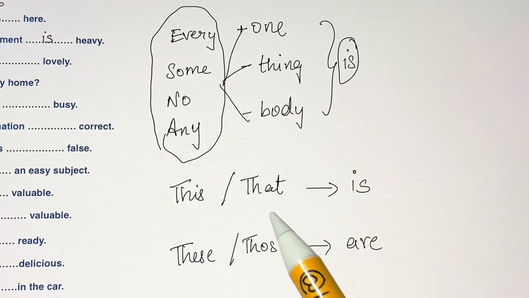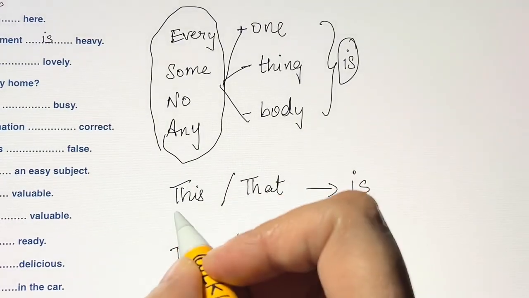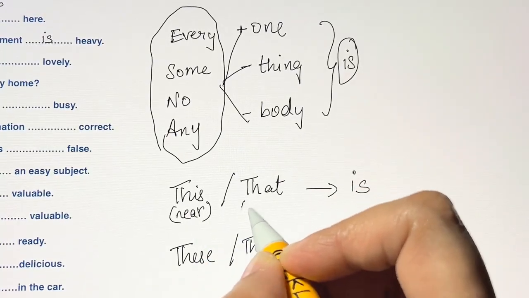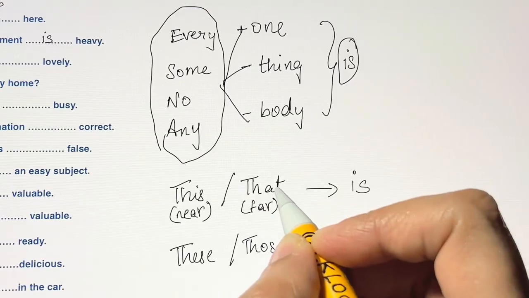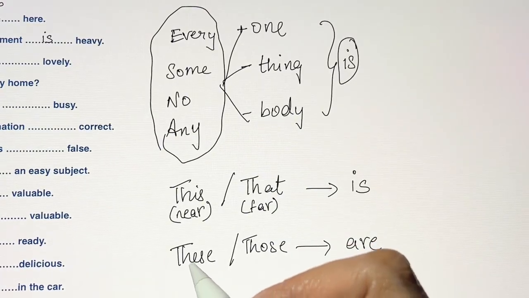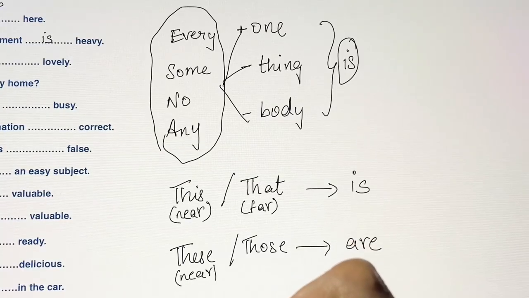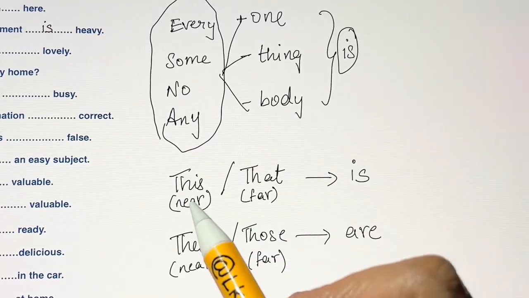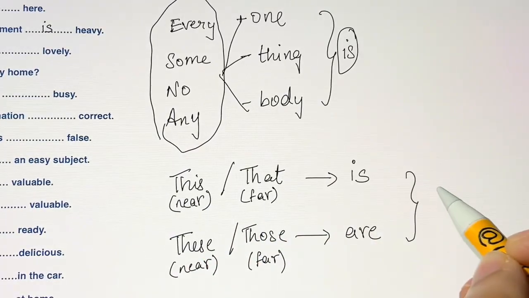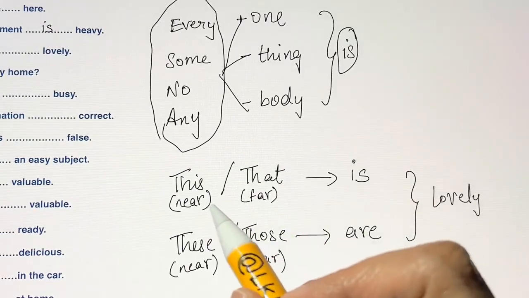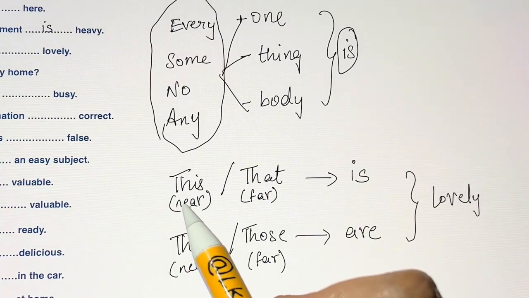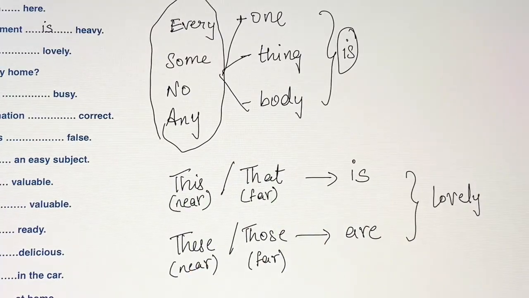Now there is one more difference between them. This as a singular subject means something is near. And that as a singular subject means something is far. It's kept far. Now here, these as a plural subject means some things are kept near. Those as a plural subject means the things are kept far. Now let's see. This is, you can say lovely or anything. This is lovely. That is lovely. Now this means something which is near. That means something which is far. These are lovely. Those are lovely.